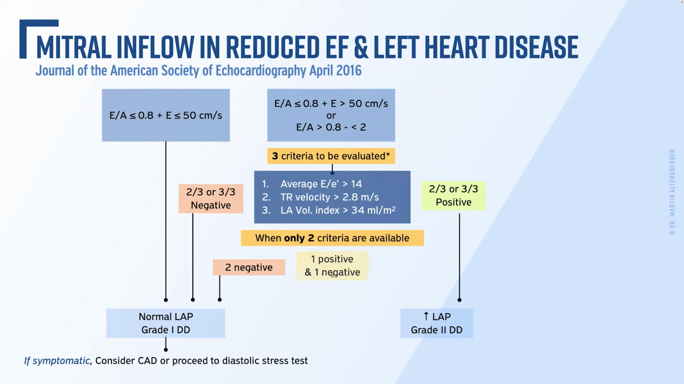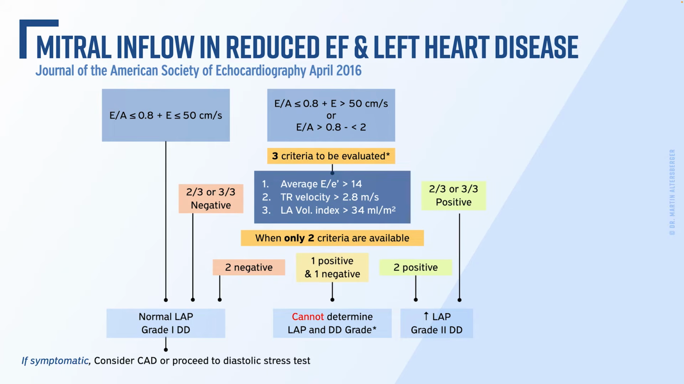Continuing with the next situation, when you have only 2 criteria possible. So for example, TR velocity is not measurable. When TR velocity is not measurable, you have either 2 negative, then we have normal filling pressures, or 2 positive, then we have an elevation in filling pressures.